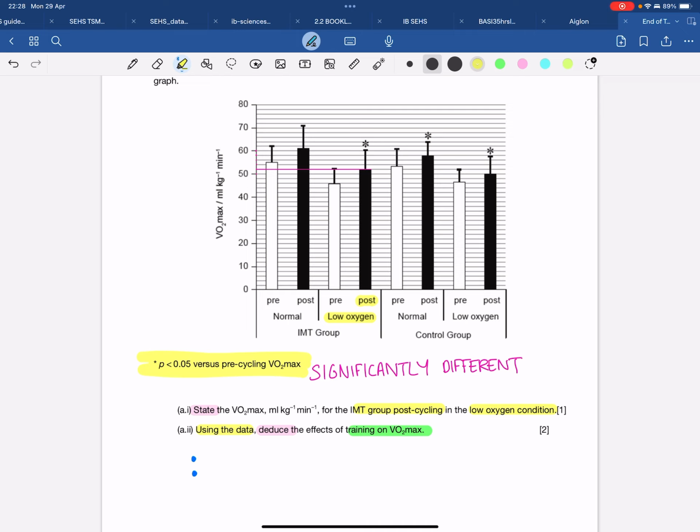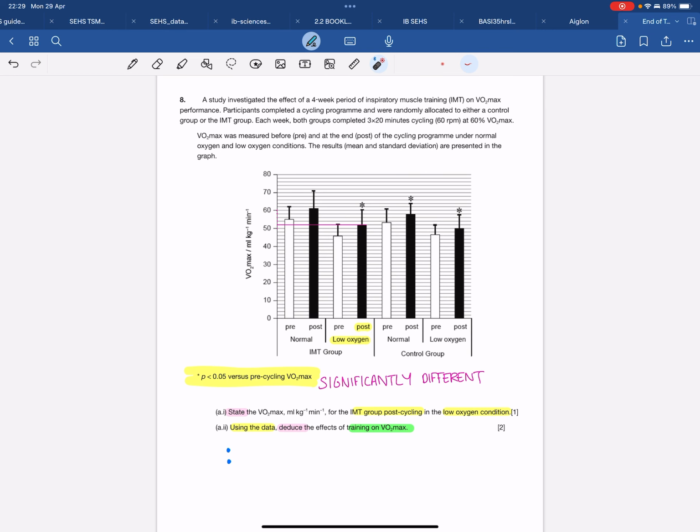The other thing you could have said is that we've got this control group here. They didn't do any weird breathing exercises, but their VO2 max still increased, and it's not actually that much lower than this one. So you could say that the results are quite similar. Check the mark scheme for that one, have a little look, but you're basically saying what you see. That's what we take away from that question.